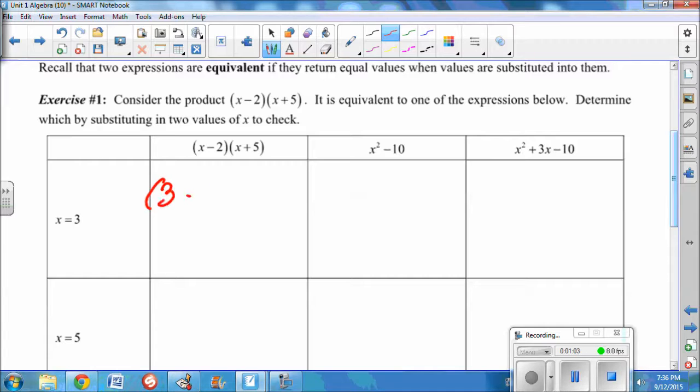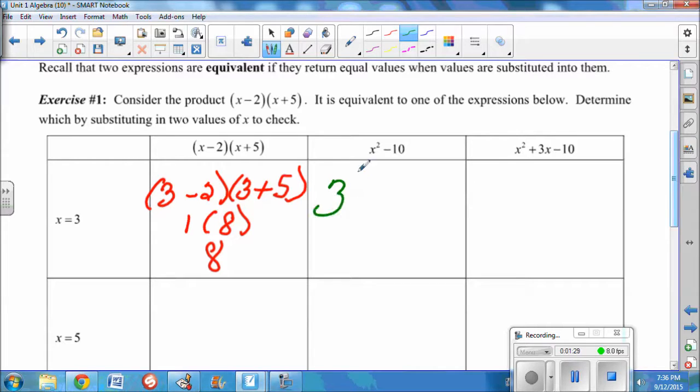So 3 minus 2 times 3 plus 5. Evaluating that, we end up with 1 times 8, which is 8. So let's figure out which one of these two expressions is equal to 8 when we put 3 into it. Looking at the second one, if we take 3 and square it, minus 10, that's 9 minus 10, which is negative 1. We can start to see that that's not going to be our one, so hopefully this is going to be the one. Oops, I probably should change some color on that one.